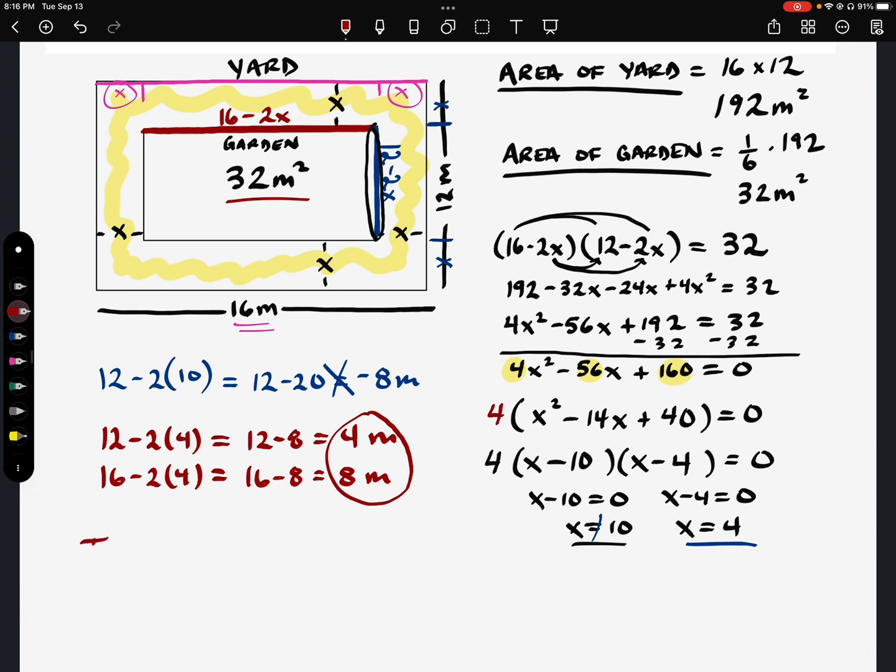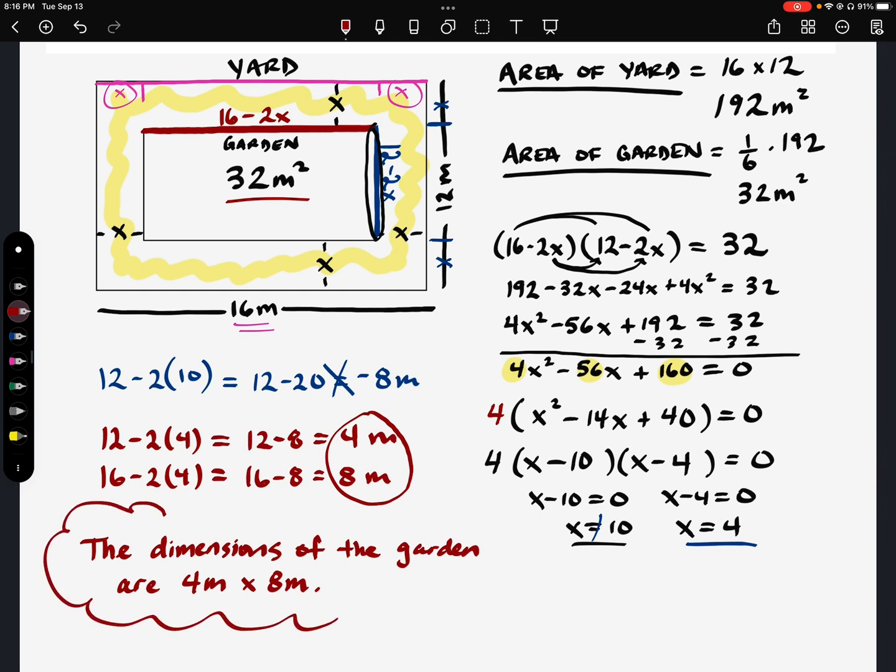So we can now state then the dimensions of the garden are 4 meters by 8 meters. Not that hard to write a sentence there. Capital letter in the front, punctuation at the end, and we've got the correct units on there. And that is the answer for this problem.